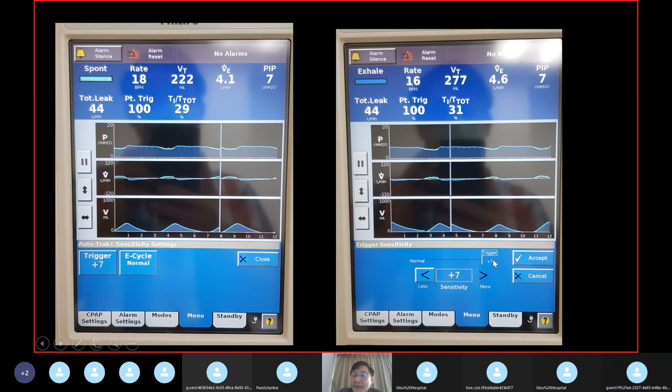You put it at +7. +7 is very, very sensitive. A lot of the time, we will put +7. By default, most of the time I put all the patients on +7, especially the smaller children. It might be different with a bigger patient, for those that are near adult, so you can put it as normal. After that, you press the accept button, then the machine will be more sensitive, and they can trigger the breath better.